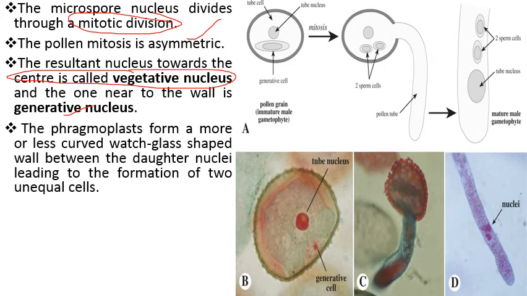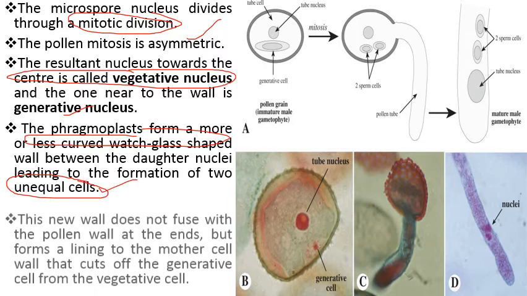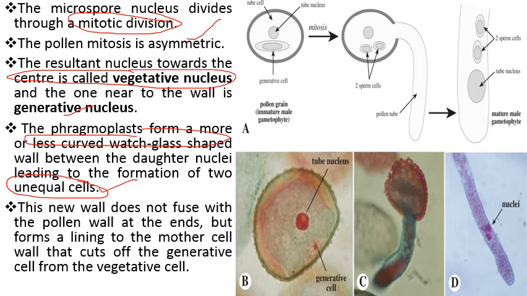The phragmoplasts form a more or less curved watch glass shaped wall between the daughter nuclei, leading to formation of 2 unequal cells. This new wall does not fuse with the pollen wall at the ends, but forms a lining to the mother cell wall that cuts off the generative cell from the vegetative cell. As a result, we have 2 cells: the vegetative cell and the generative cell.